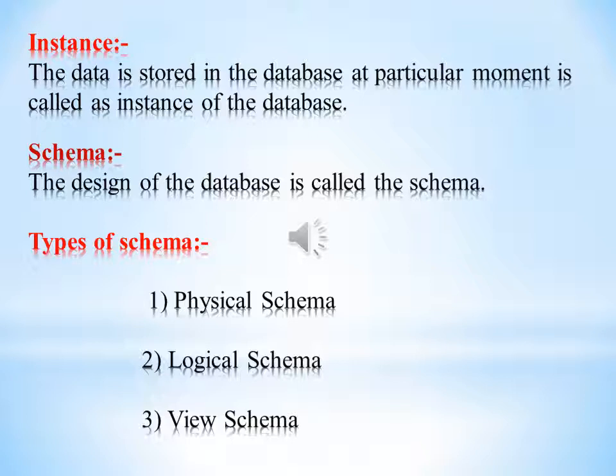Now, the next topic is the schema. The design of a database is called the schema. To understand schemas, we can consider an example of an application program: a variable or array declared within a structure in a schema. The changes in a schema are not frequent. There are three types of schema: first, the physical schema; second, the logical schema; and third, the view schema.